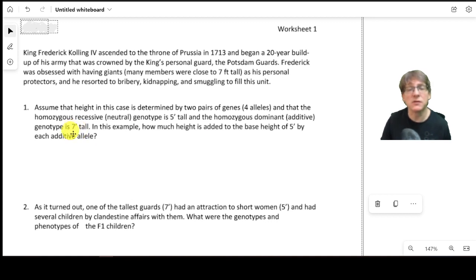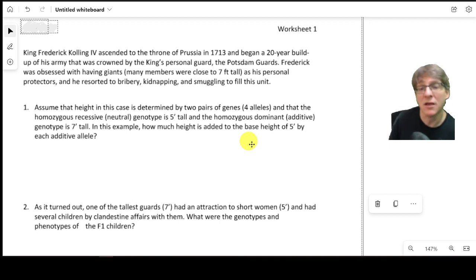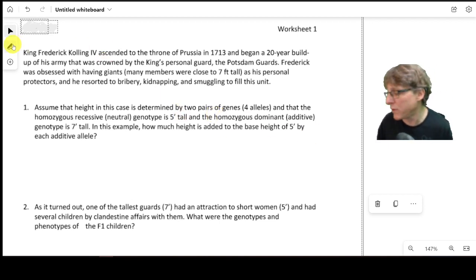So now the first question that we need to answer is how much height is added to that 5 feet for each additive allele. For any problem like this, it doesn't matter what we're measuring or how many genes we have, we're going to find the difference between the maximum value and the minimum value, and divide that difference by how many alleles we have. In this case we'll have feet, or we can consider this in inches. We'll have so many feet between the maximum and minimum, divided by our total number of alleles. That'll tell us how many inches are added with each additive allele.